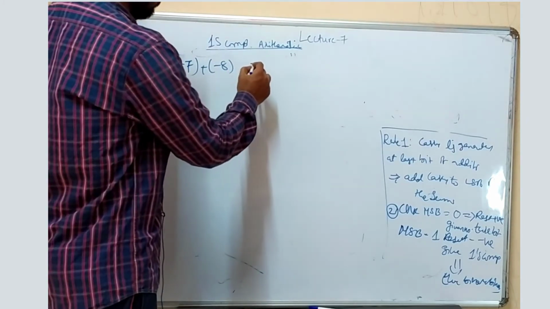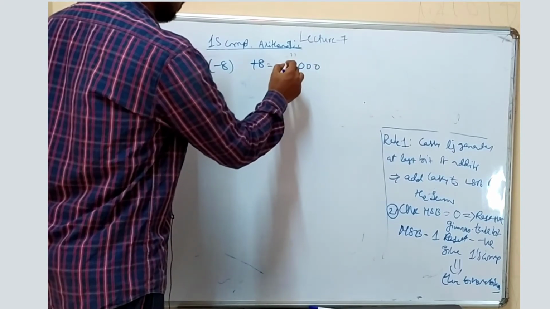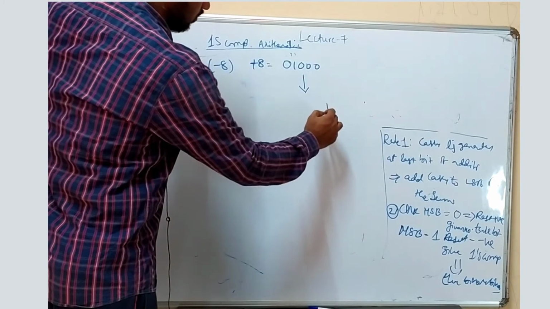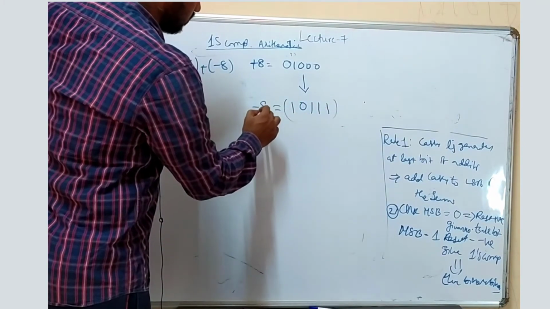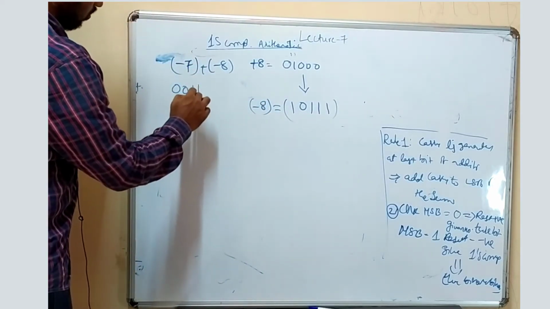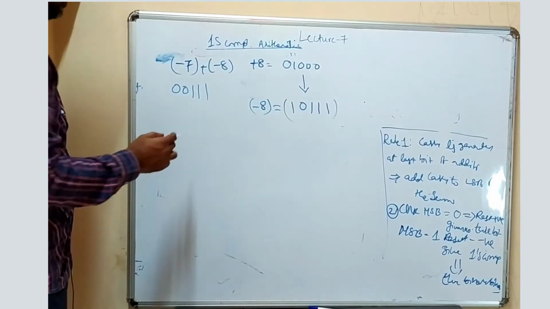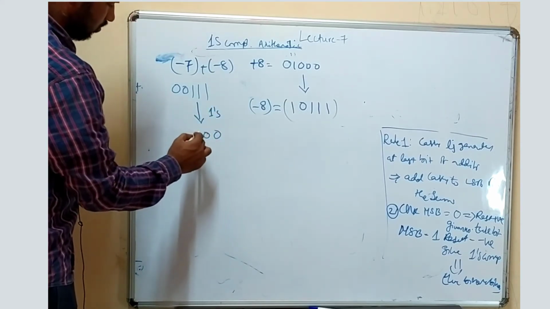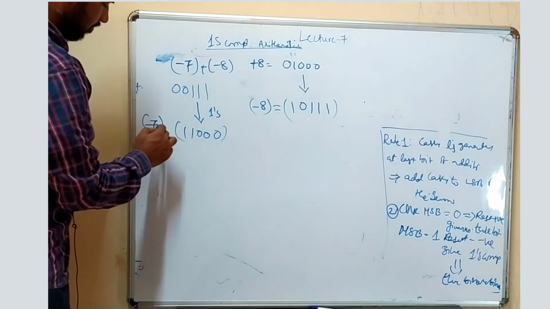We'll start with plus 8. Plus 8 will be 0 1 0 0 0, with the sign bit 0 here. Now we'll take the 1's complement, this becomes 1 0 1 1 1. Now this is equivalent to minus 8 in 1's complement. Similarly, you take the 7, 7 will be 0 0 1 1 1. We are taking 5 bits because we have 5 bits here. We should always take an equal number of bits. Now I'll take the 1's complement, 1 1 0 0 0. Now this is equivalent to minus 7.